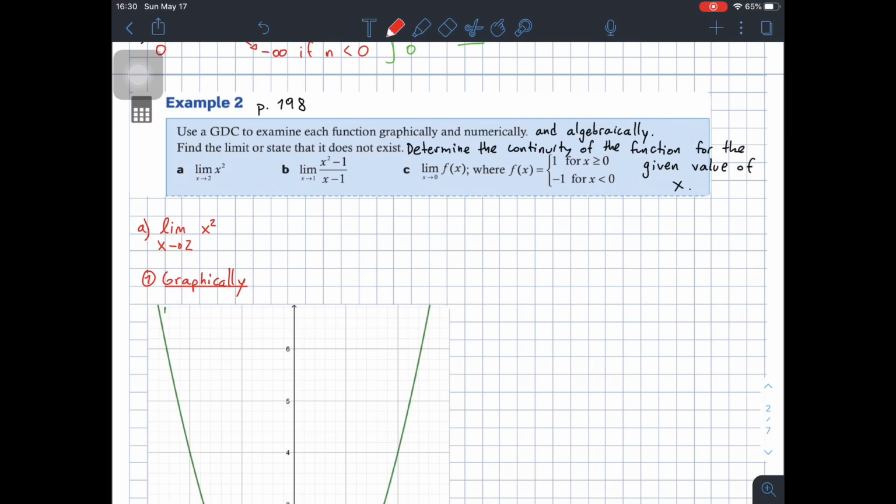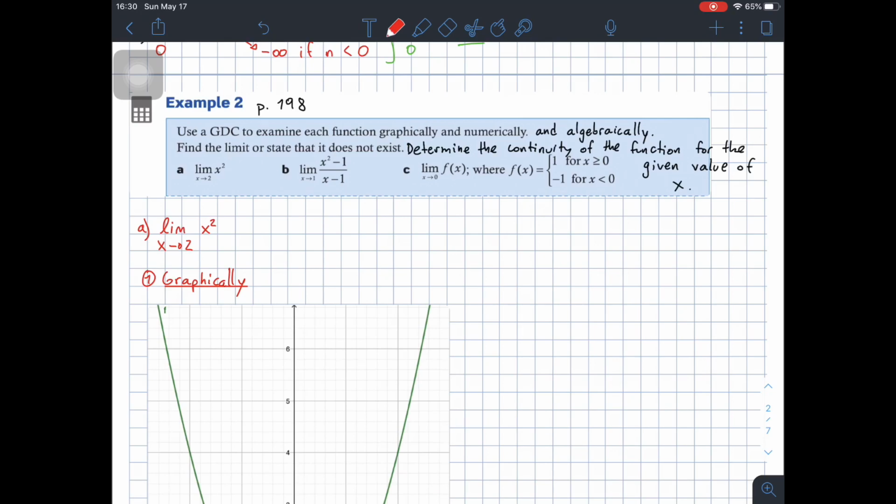Find the limit or state that it does not exist. And I also added here, determine the continuity of the function for the given value of x. So we need to examine the function in the three ways mentioned before. We need to state the limit or state if it does not exist. And finally, determine the continuity, if it's continuous or discontinuous at the given value of x.